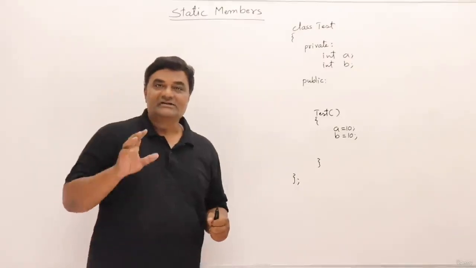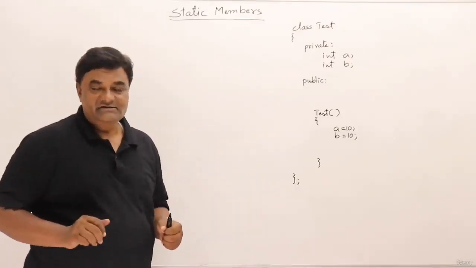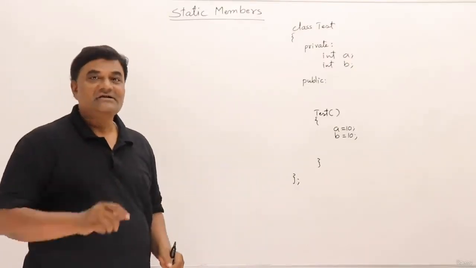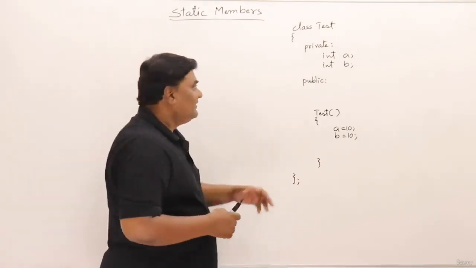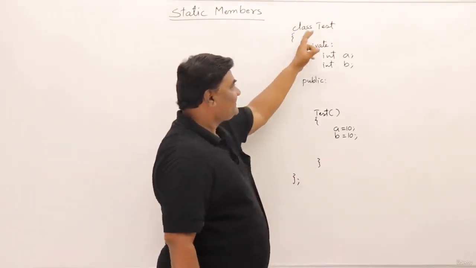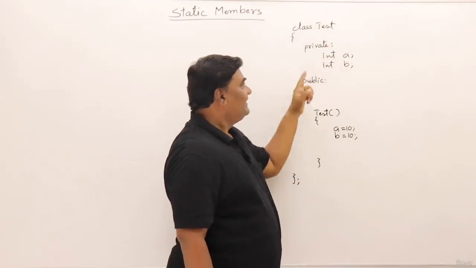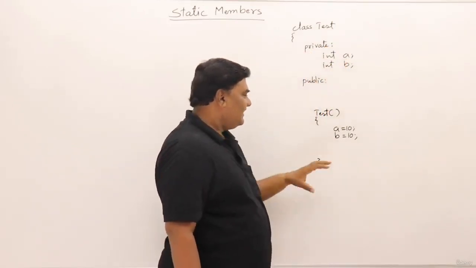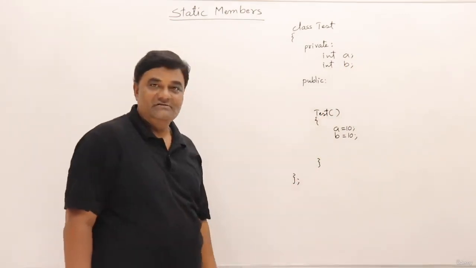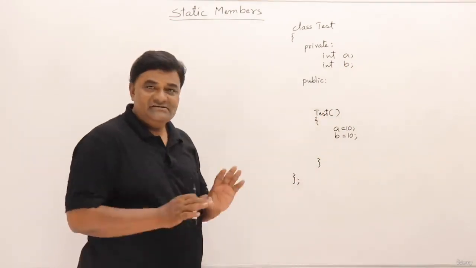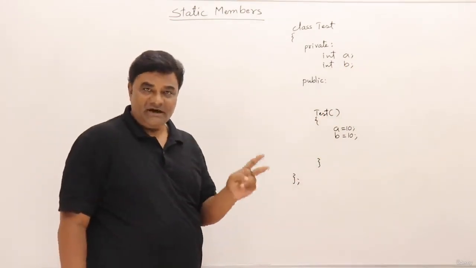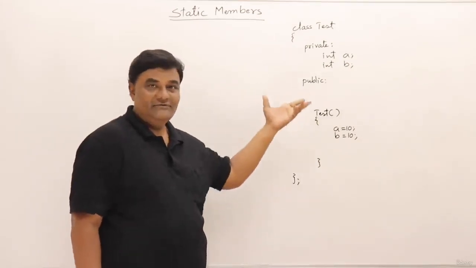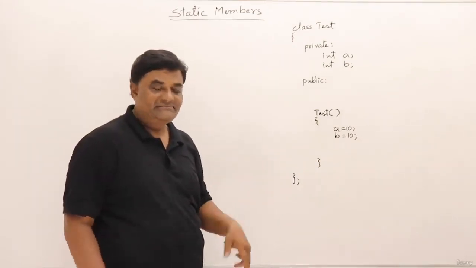Let us talk about static members of a class. For explaining static members, I have taken a simple example of a class Test. This class has two members, A and B, and one constructor initializing A and B. It's a simple class: two private members and a constructor for initializing them, nothing else.